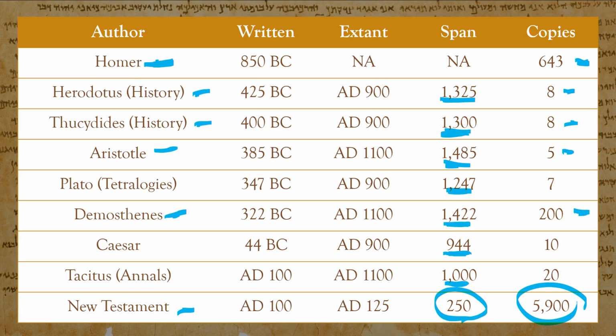In one sense, we are in such incredible shape that it looks like a miracle. I mean, even if you're not a believer, I am a believer, but even if you're not a believer, you can't help but say the preservation of the New Testament has been miraculous. I mean, it's just a matter of numbers.